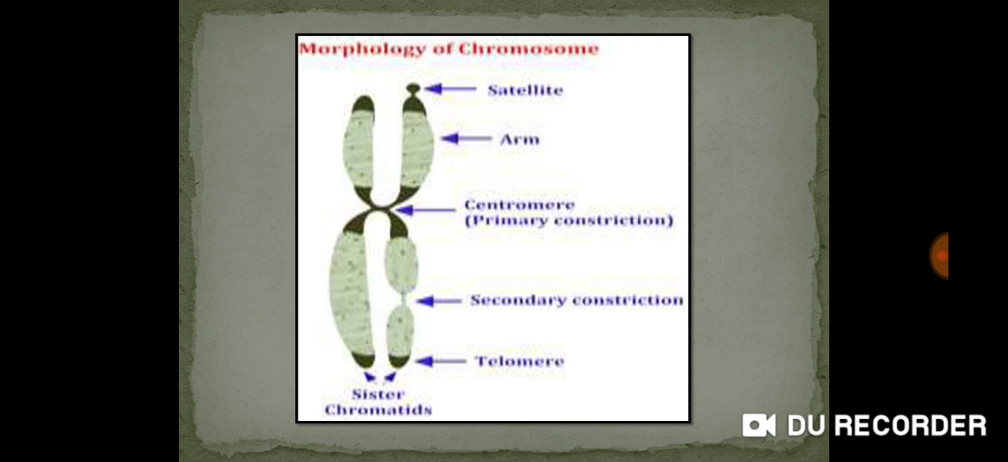Centromere, which is also known as the primary constriction. The centromere is a landmark for identification of every chromosome. Each chromosome has a constriction point called the centromere, also called the kinetochore, and it divides the chromosome into two arms or sections.